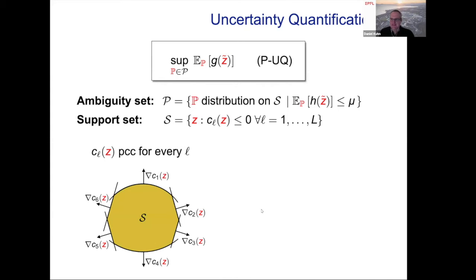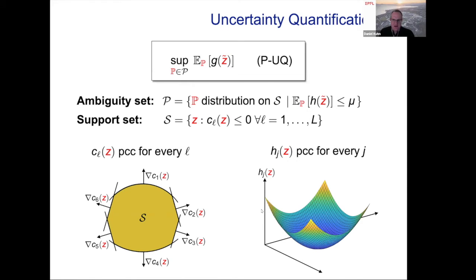So the support set S is described via convex constraint functions exactly like the uncertainty set in robust optimization. So I use the same notation here. We assume again that each of these constraint functions, the CLs, each of them is PCC. The moment functions in the definition of the ambiguity set require that the expected value of a vector-valued moment function H must be bounded above. And we will assume that each component of this function H is also PCC.